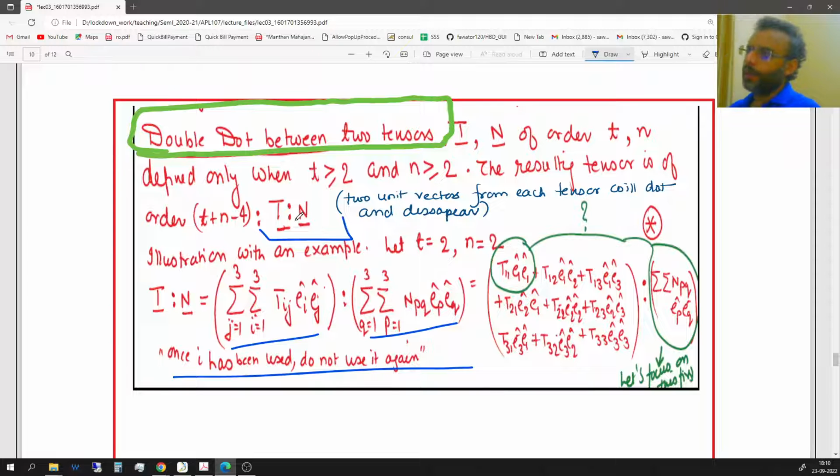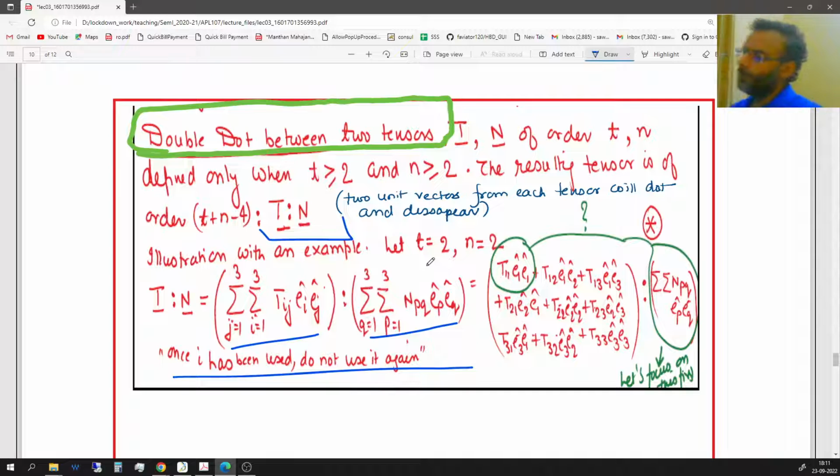Similarly, in double dot product, what will happen? You will have to take dot products successively 2 times, one after another, and during each of those single dot operations, 2 unit vectors will be sacrificed, one from left, one from right, then again one from left and one from right. So in this way, you can count that in total 4 unit vectors coming from both original t and original n will eventually be sacrificed, and that's what leads me to this conclusion that the resulting tensor will be of order t plus n minus 4.